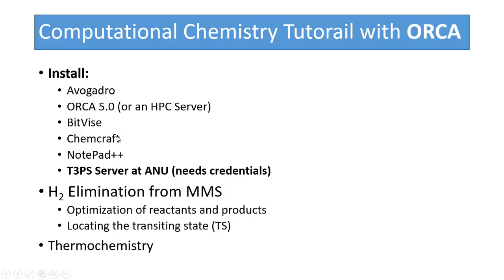We might need ChemCraft to visualize the frequencies, because right now Avogadro is not compatible with ORCA 5, even with the Avogadro version that is designed to do that. I'm still having trouble doing this, so I'm viewing the frequencies using ChemCraft. There is also an improved version of Notepad. I'm using Notepad++. That's a very nice tool to deal with text files.